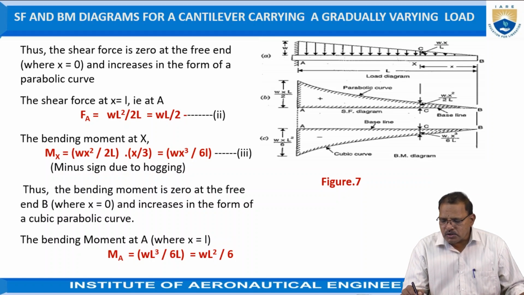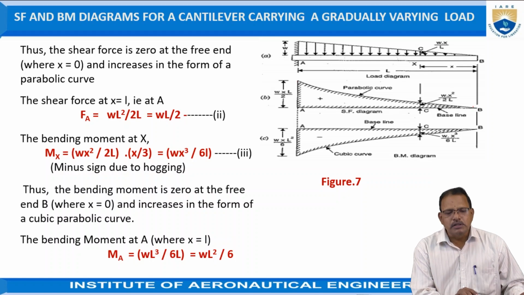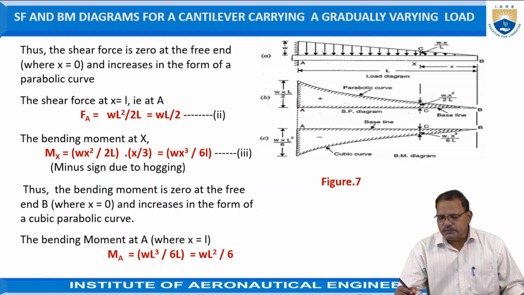Hence you take 0 at B, and the maximum value is found when x is equal to L is substituted. The shear force at A is equal to W L square by 2L, which is also equal to W into L divided by 2, so we take WL by 2. You have to join one point to the other point in the form of a parabolic curve. That is the way of drawing the shear force diagram.